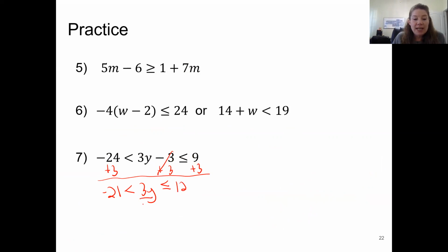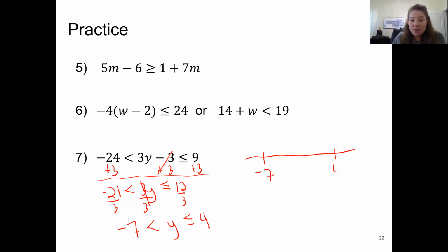So then we're going to divide every section by 3. So -21 divided by 3 is -7. Bring down our sign. We're left with y. Bring down our sign, and we get 4. So then when we graph that, we have -7 and 4.